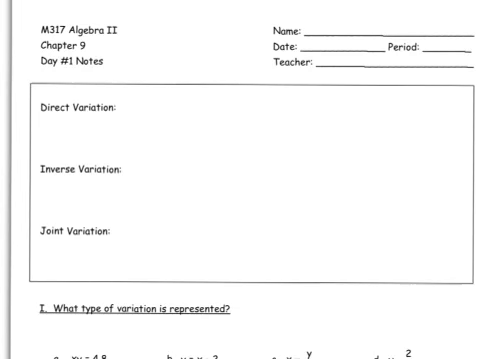Alright, today I'm going to teach you about different types of variation. We're going to study direct variation, inverse variation, and joint variation. Direct variation means as x increases, y also increases. The equation that we're going to use for direct variation is y equals k times x.